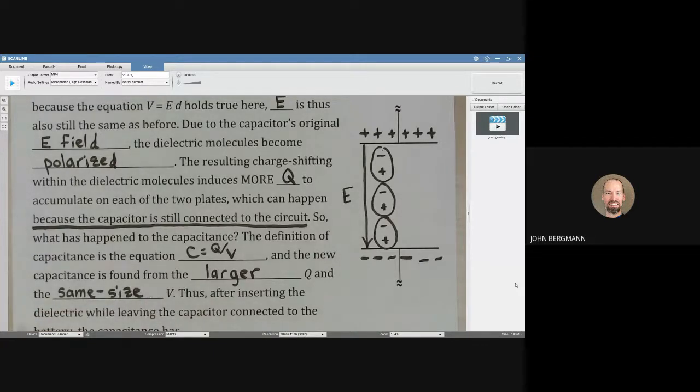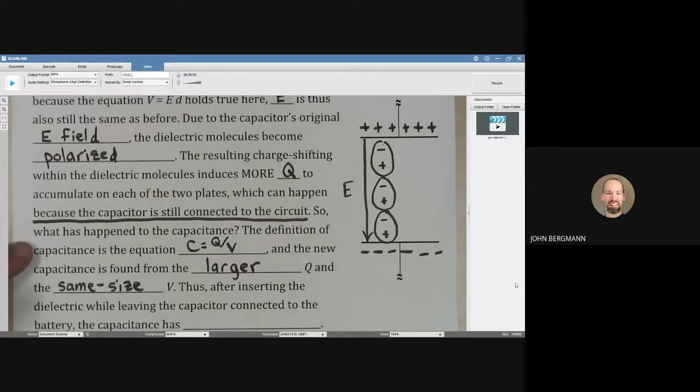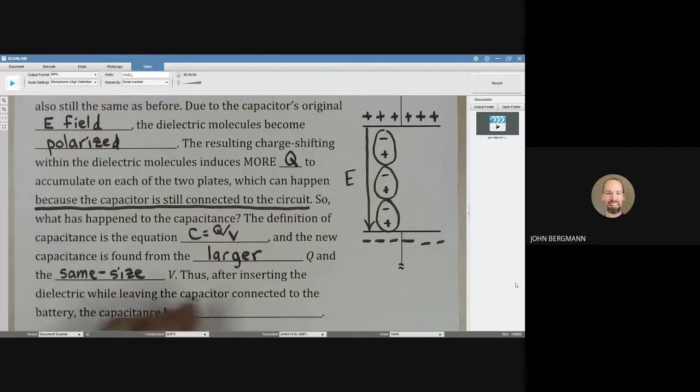So what has that done to the capacitance? If Q is bigger and V is the same, then the capacitance has increased. It's gotten bigger. You see that? We put a dielectric in there, and the capacitance went up.